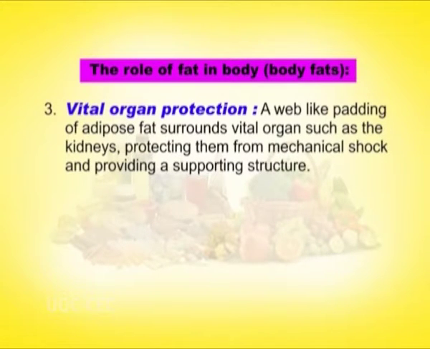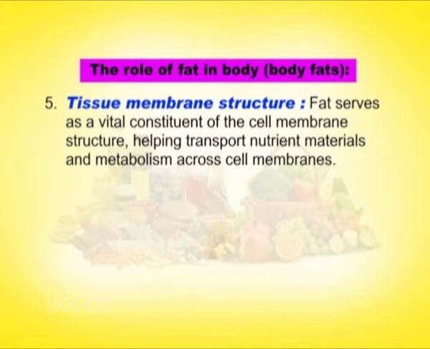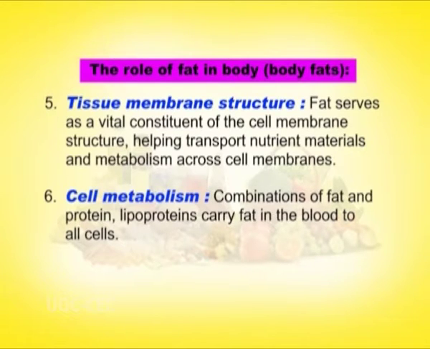A wave-like padding of adipose fat surrounds vital organs such as the kidneys, protecting them from mechanical shock and providing a supporting structure. Number 4, nerve impulse transmission. Fat layers surrounding nerve fibers provide electrical insulation and transmit nerve impulses. Number 5, tissue membrane structure. Fat serves as a vital constituent of the cell membrane structure, helping transport nutrients, material, and metabolism across the cell membrane. Number 6, cell metabolism. Combined with protein, lipoproteins carry fat in the blood to all the cells.